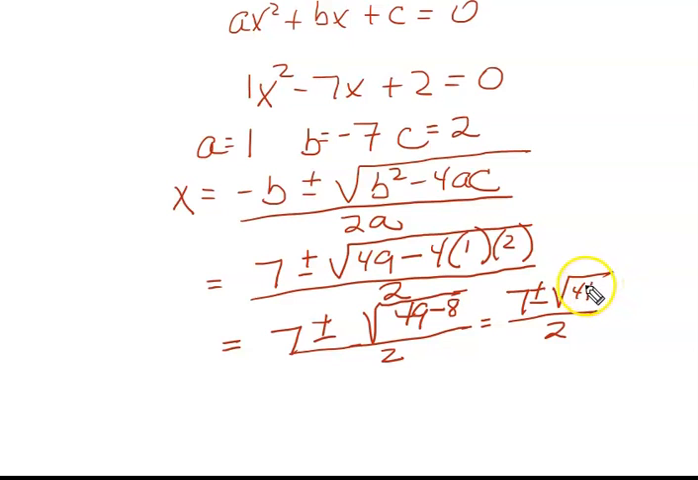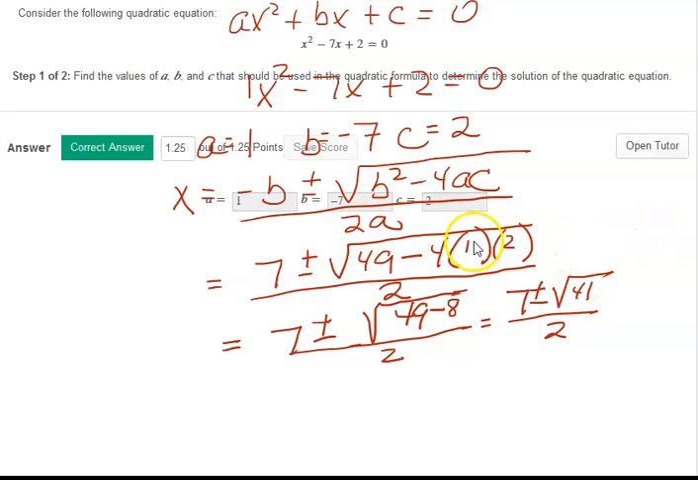Now you can't simplify 41 because there is no perfect square factor, and there's nothing to cancel out. So we're going to get 2 solutions, and you would list them in some cases separately, or you might be able to do it this way. Let's see what they show us here. So we identified the A, B, and C correctly.